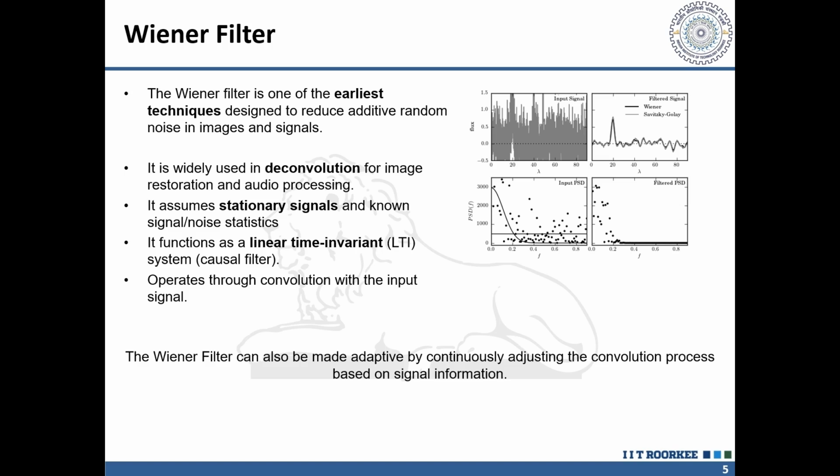The Wiener filter can also be made adaptive by continuously adjusting the convolution process based on signal information. While the Wiener filter on its own is not an adaptive filter, the reason I mention it now is that we'll be using an adaptive version of the Wiener filter which is included in MATLAB.